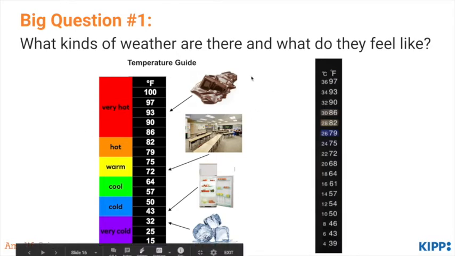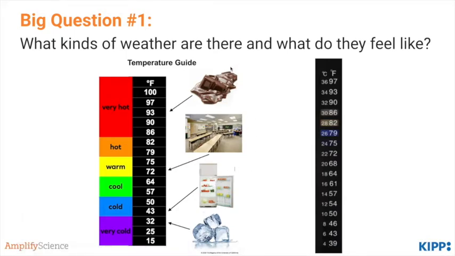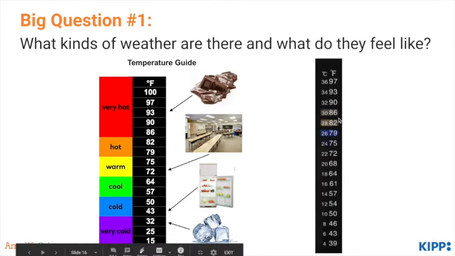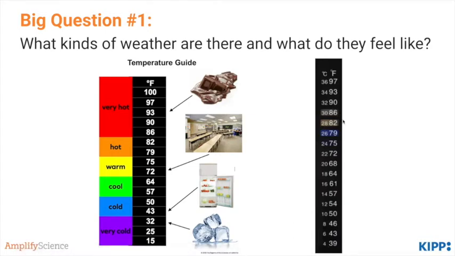Students learn some common things that happen at these temperatures, such as ice freezing at 32 degrees, fridge being around 40 to 43 degrees, classroom being on average around 70 to 72 degrees, and chocolate melting at around 90 degrees. For this unit, students will have liquid crystal thermometers, which are easy to read because they highlight with a colored rectangle what temperature the thermometer currently is at. For example, this one's currently at 82 degrees.